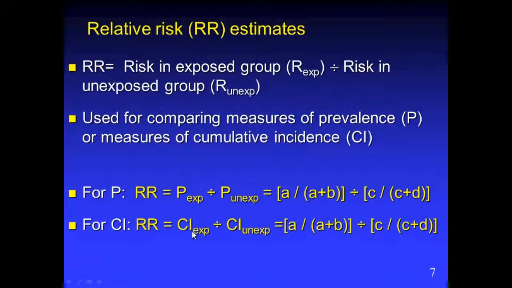And it's exactly the same for the cumulative incidence: cumulative incidence in the exposed group divided by the cumulative incidence in the unexposed group. So this might be perhaps more accurately referred to as the cumulative incidence ratio, and this might be more accurately referred to as the prevalence ratio. But as I say, we often use the term relative risk in a generic sense.